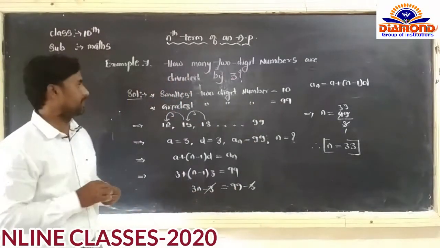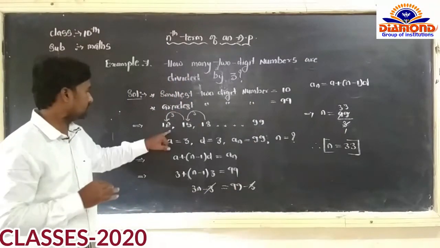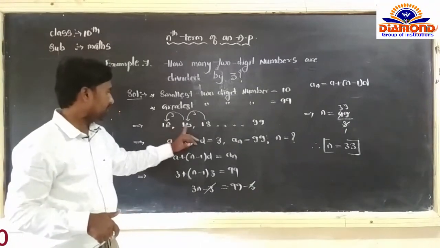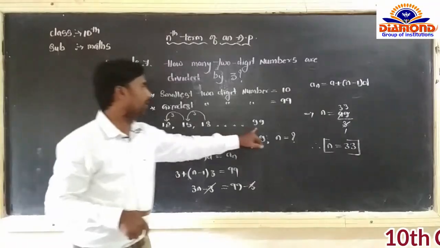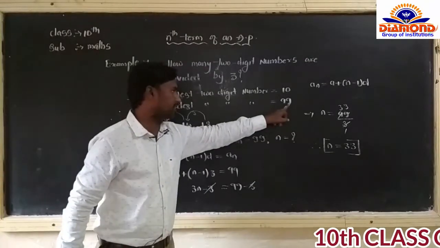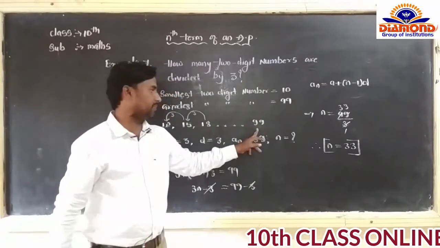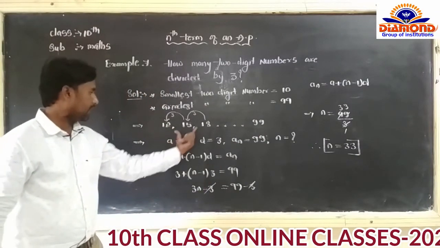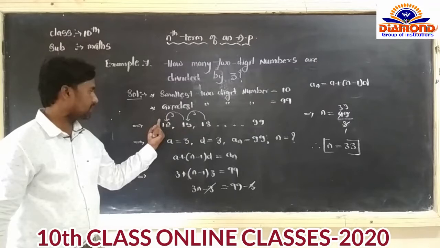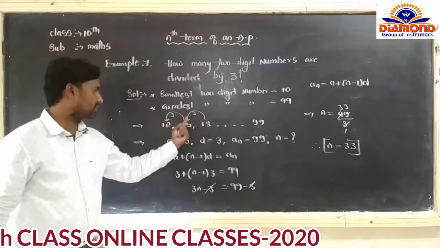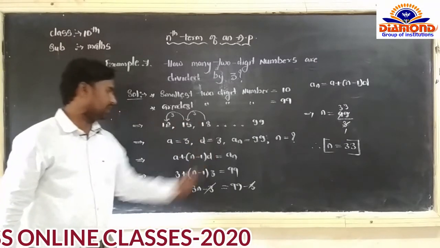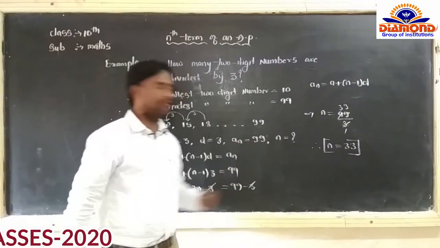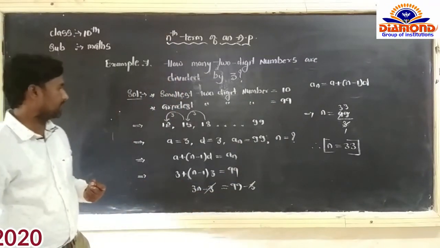11 is not divisible by 3. So 12 is divisible by 3. When we add 3, 12 becomes 15, 15 becomes 18, and so on. The greatest 2-digit number is 99, and 99 is divisible by 3, dear students. So the first term is 3 and the common difference, a2 minus a1, a3 minus a2, we got 3, and the last term, the nth term, is 99. We are finding n, dear students.